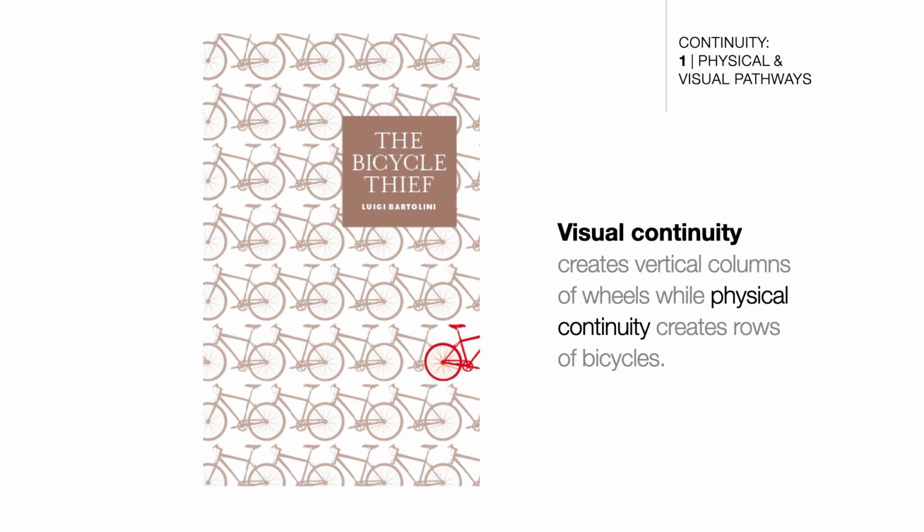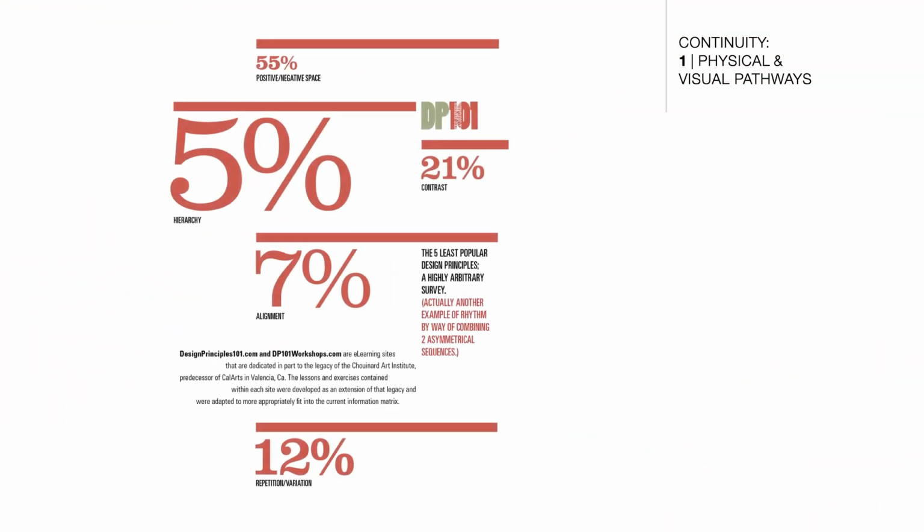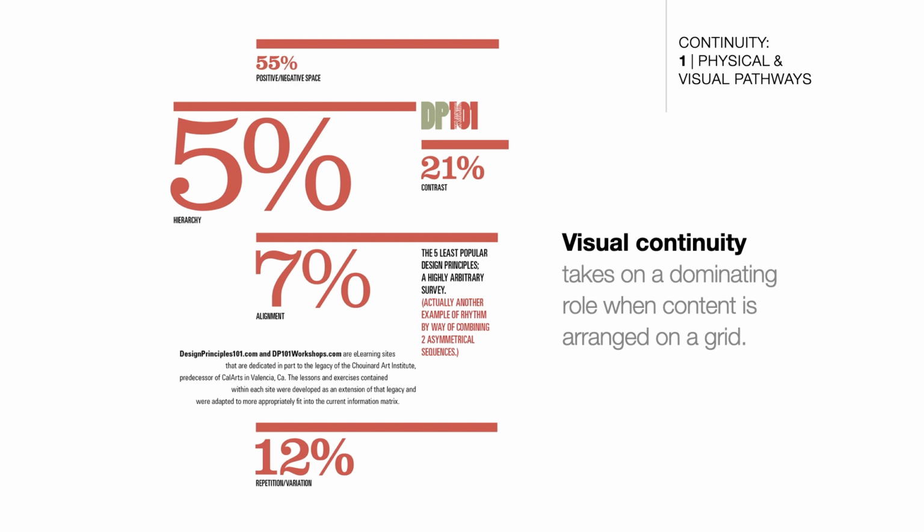Visual continuity creates vertical columns of wheels, while physical continuity creates rows of bicycles. Visual continuity takes on a dominating role when content is arranged on a grid.